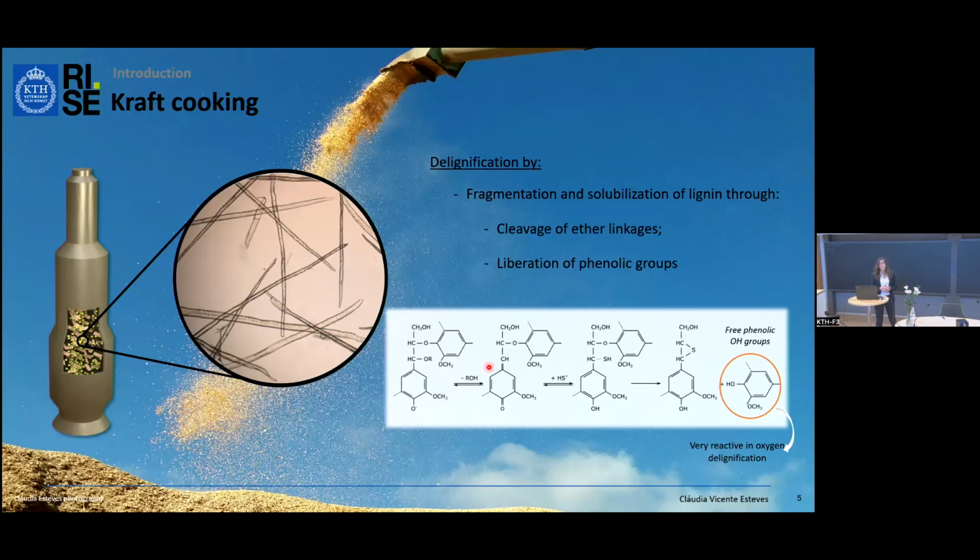But we can remove a lot of lignin in kraft cooking, but we cannot remove all of it because of the selectivity. When you start the cooking, the selectivity is high because you have a lot of lignin and it's very easy to start to remove it. But during the process, the selectivity is going down. And the selectivity is how much lignin you can remove without degrading the other components that are in the fibers, like cellulose and hemicellulose.